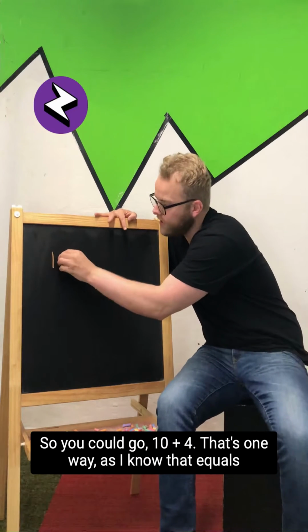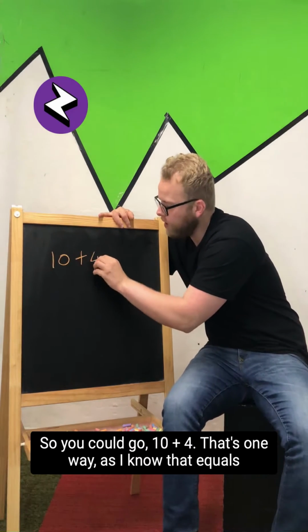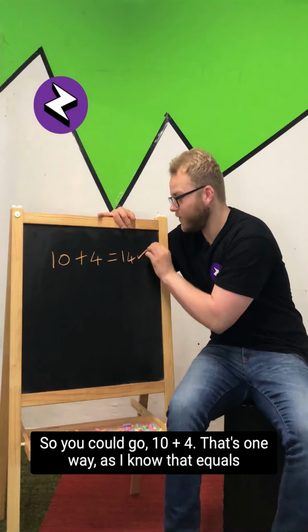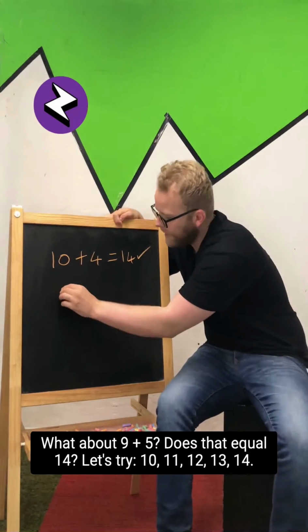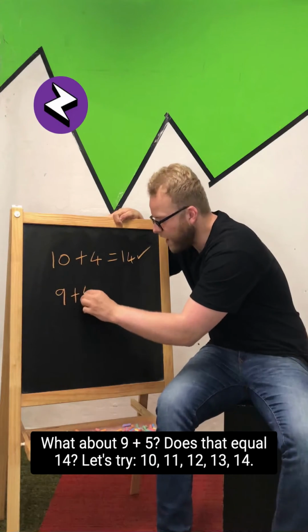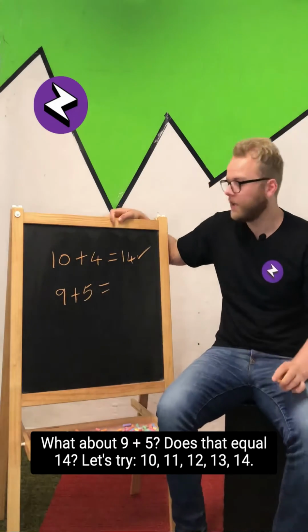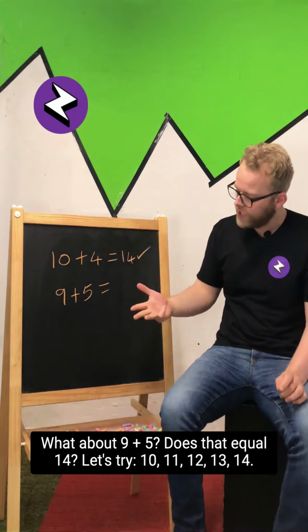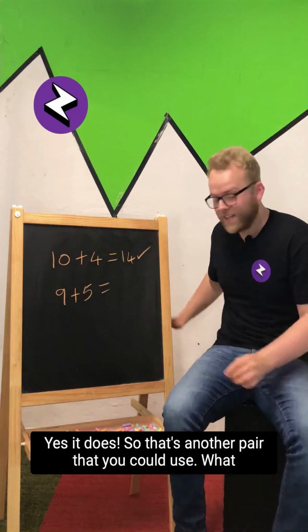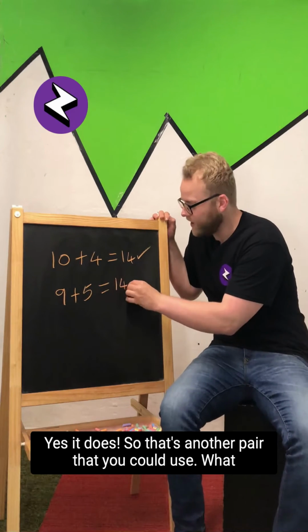So you could go 10 plus 4, that's one way, because I know that equals 14. So that's a great one. What about 9 plus 5? Does that equal 14? Let's try. 9, 10, 11, 12, 13, 14. Yes, it does. So that's another pair that you could use.